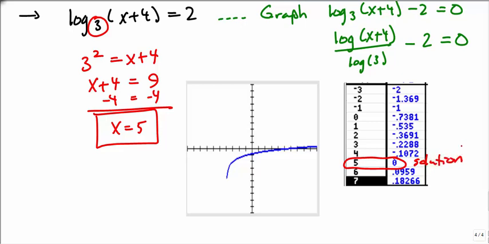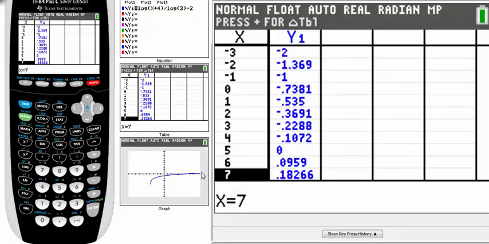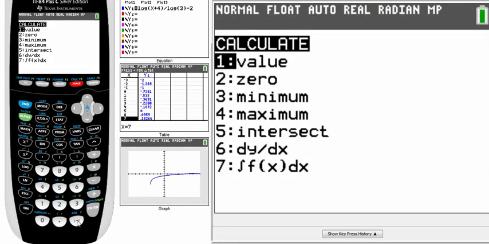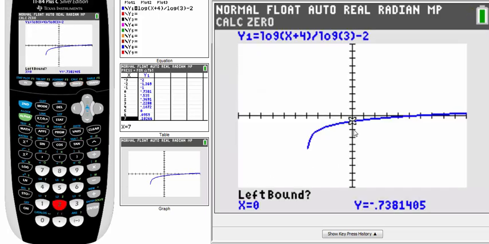The integer value shows, but what if it didn't? Well, you can go back in and use a second calc function, and what we want to do is choose 0, which is the second option, because I want to know where it's crossing. So basically I want to be somewhere to the left of where it crosses, and I'm definitely to the left of where it crosses. And then I want to move this cursor over until I'm somewhere to the right of where it crosses.